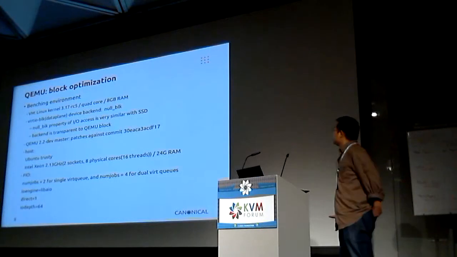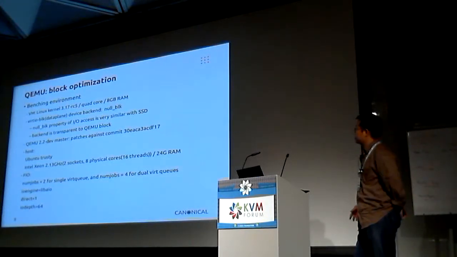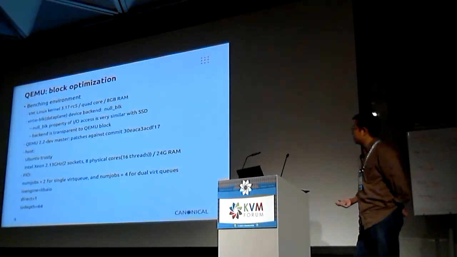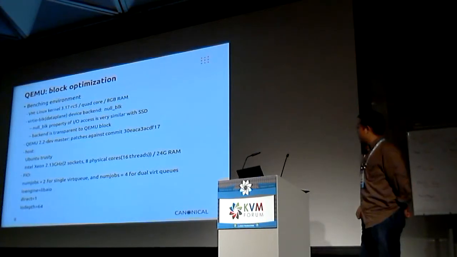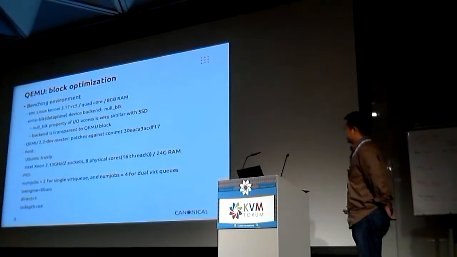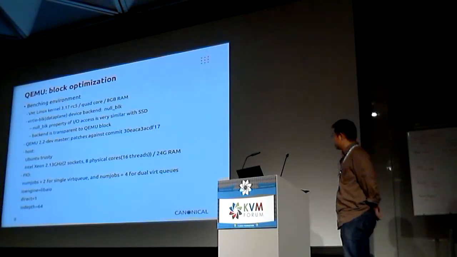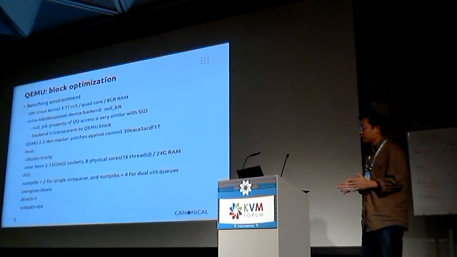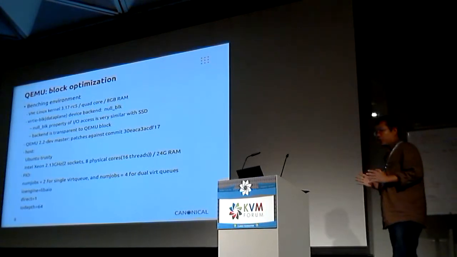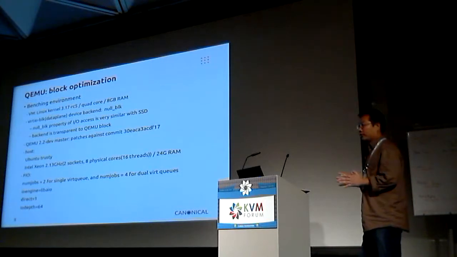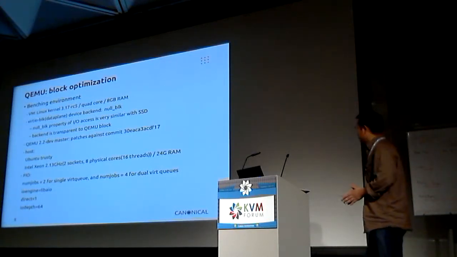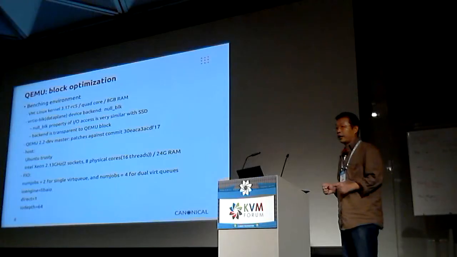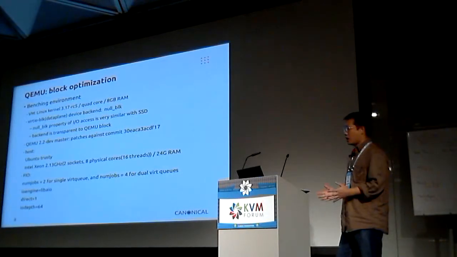QEMU is based on the current 2.2. The host is an Intel Xeon server with Ubuntu Trusty, 16 threads, and 22 GB RAM. I use FIO to measure the throughput boost. Two jobs are used to test a single virtqueue case, and 4 jobs are used to test a dual virtqueue case. The IO engine is libaio, and it uses direct IO.